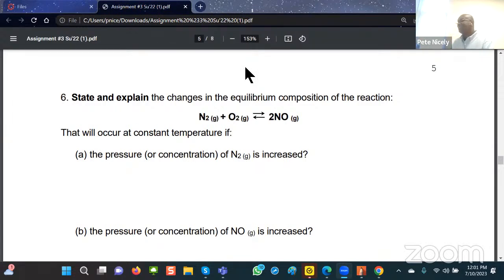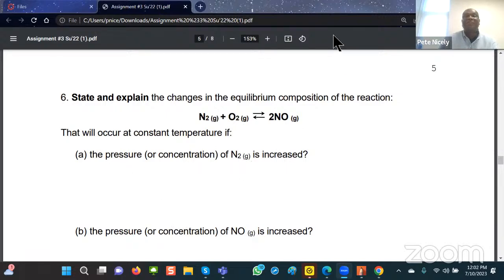So now that I've covered what I just covered before the break, we should now be able to do question number 6. Question number 6 says, state and explain the changes in equilibrium position for the reaction, and it gives you the balanced equation. It continues to say that will occur at constant temperature if, and it gives you some possibilities. The first of which is if the pressure or concentration of nitrogen increase.